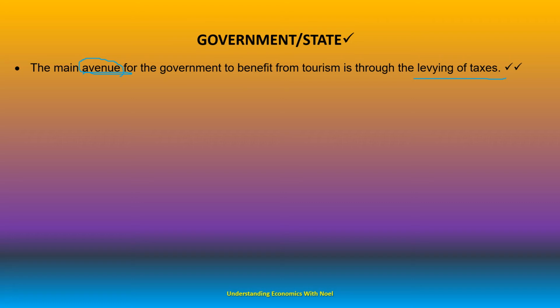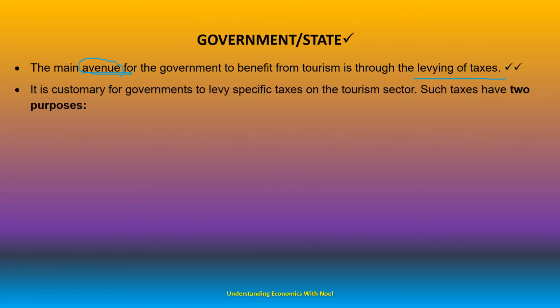It is important that we have to know that the source of government revenue is through tax. It is customary for governments to levy specific tax on the tourism sector. And such taxes have two purposes. The purpose number one is to recover external costs, which are basically caused by the issues of externalities. We do love to pollute a lot in this country. The second purpose is to raise revenue.